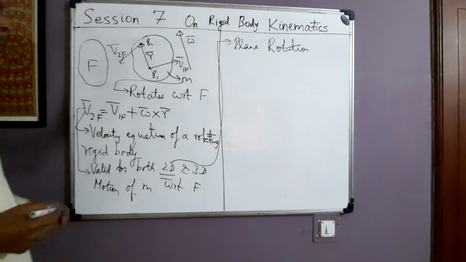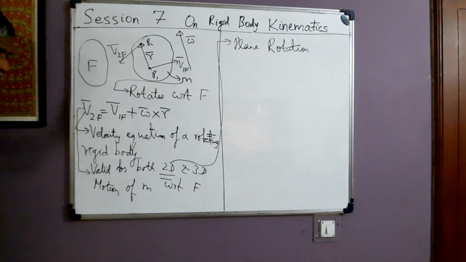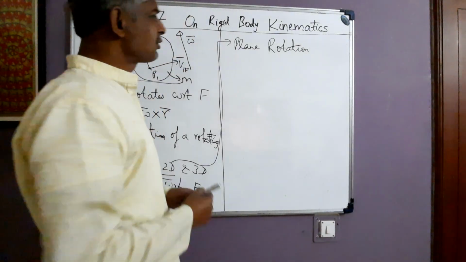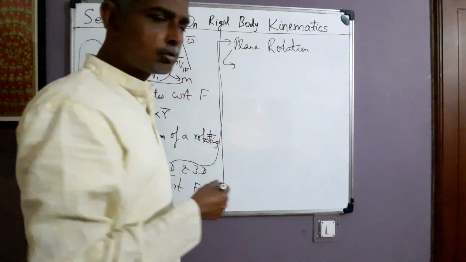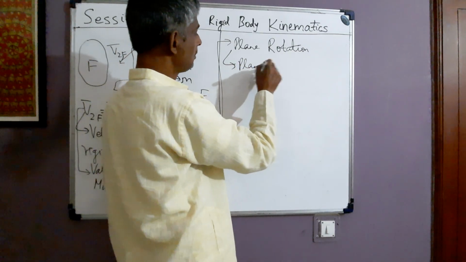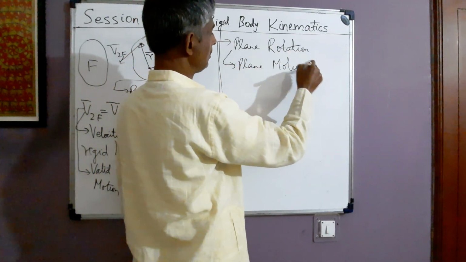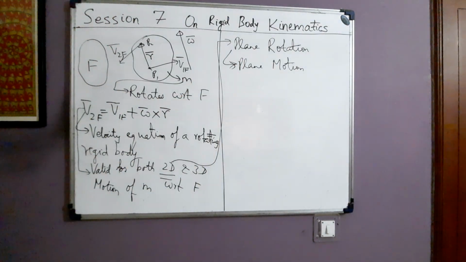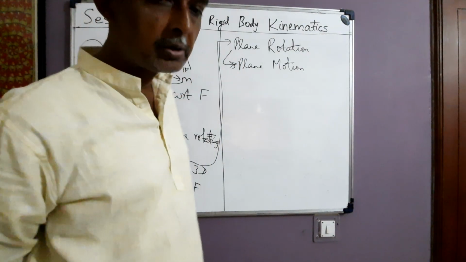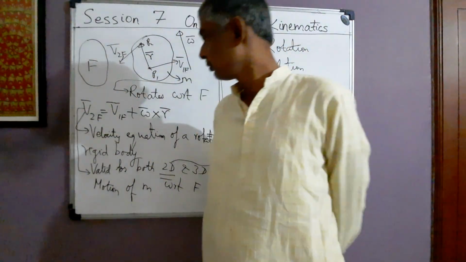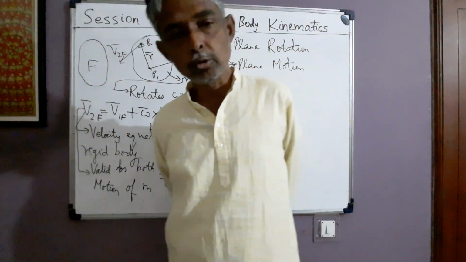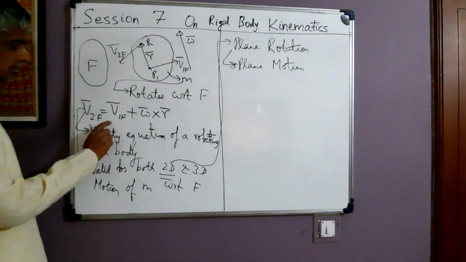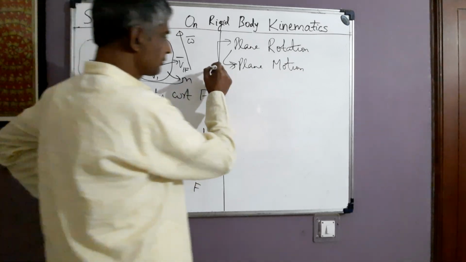It is valid both for 2D and 3D motion of M with respect to F. 2D motion means plane rotation, which we will simply call plane motion, okay? So this is a general equation, irrespective of whether M undergoes plane rotation or 3D rotation with respect to F. In both cases it is valid, okay? First I'll take up a problem on this concept. So I'll take up a question.